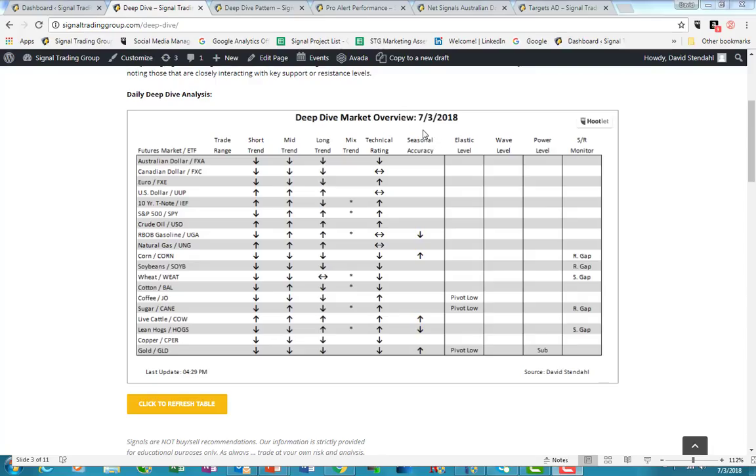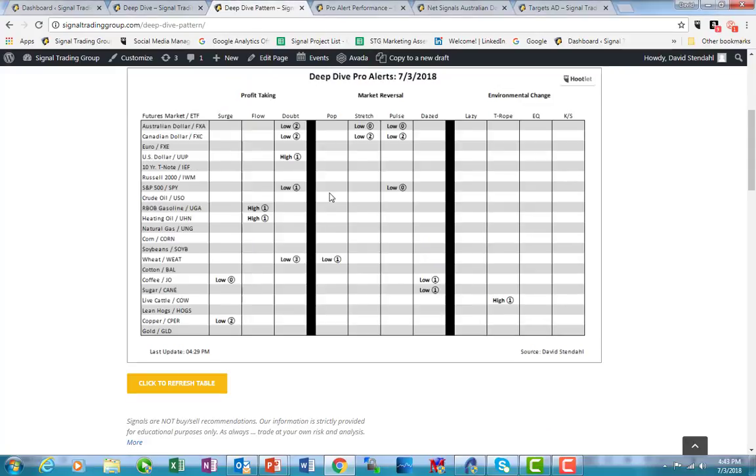Hey, it's David Stendhal with tonight's Deep Dive. It is July 3rd, 2018, and tonight I'm going to take a look at the Australian dollar, the ETF being FXA. The trends are all pointing to the downside. It's been pretty strong to the downside as well, and the technical rating is still negative. Nothing is showing up here as far as oversold conditions where it's starting to reverse, but we do have some patterns that have just started to crop up here.